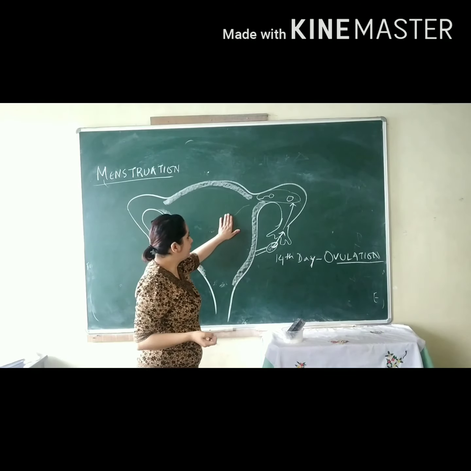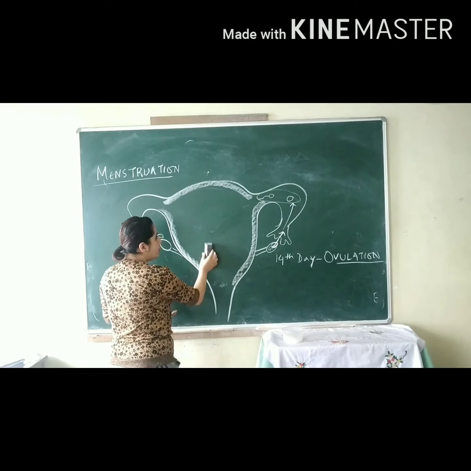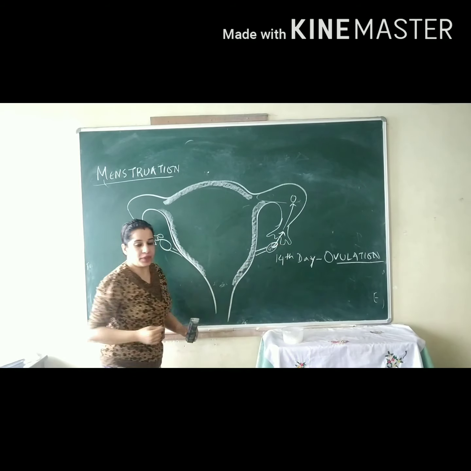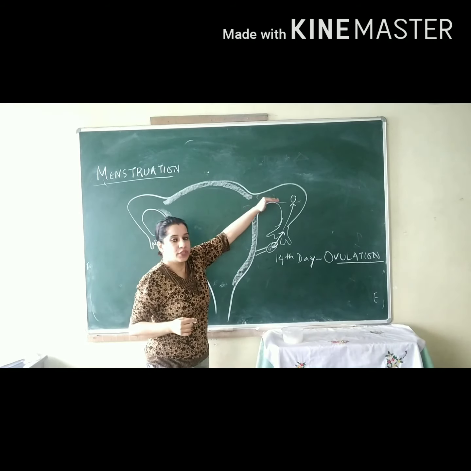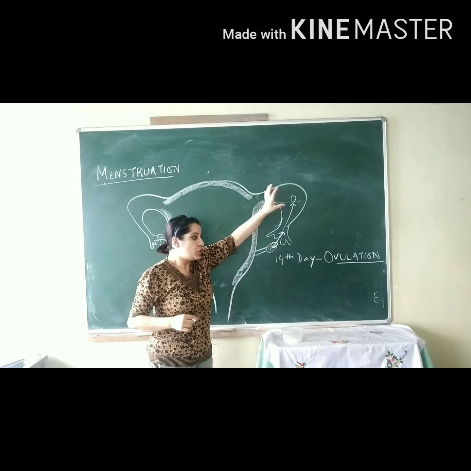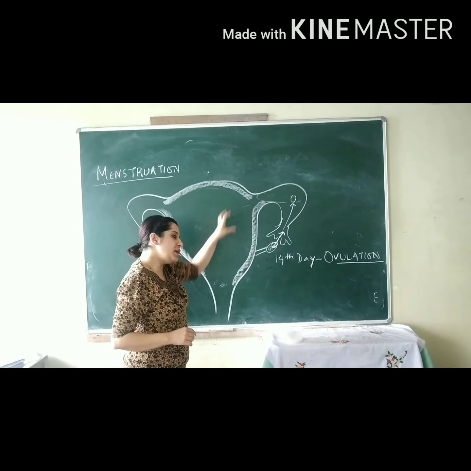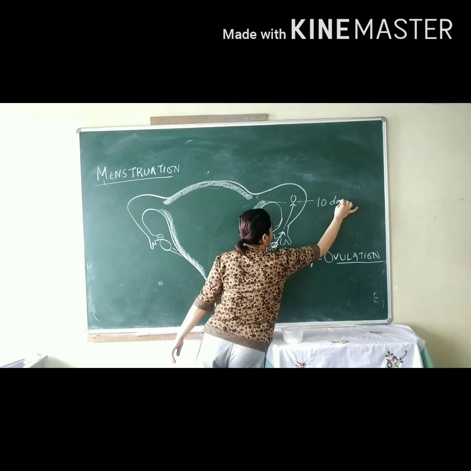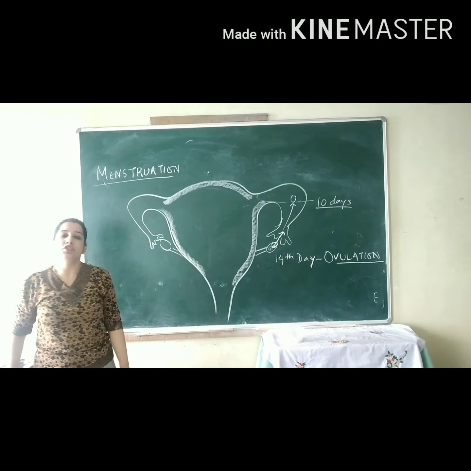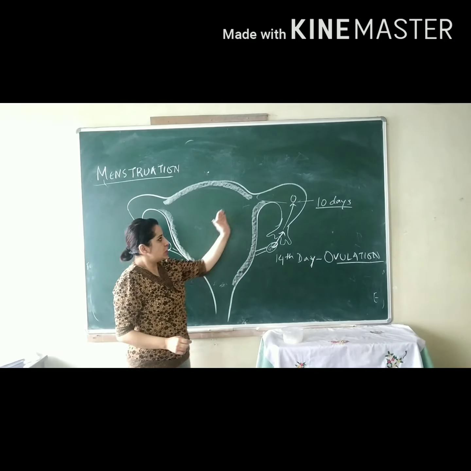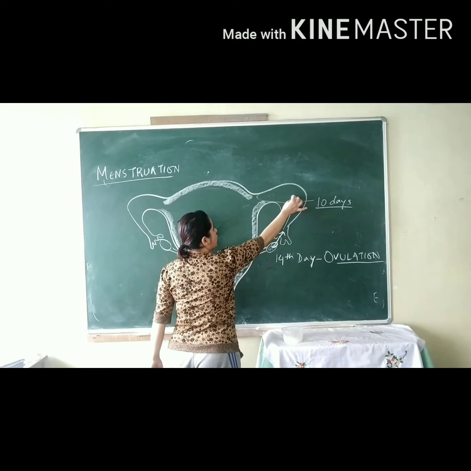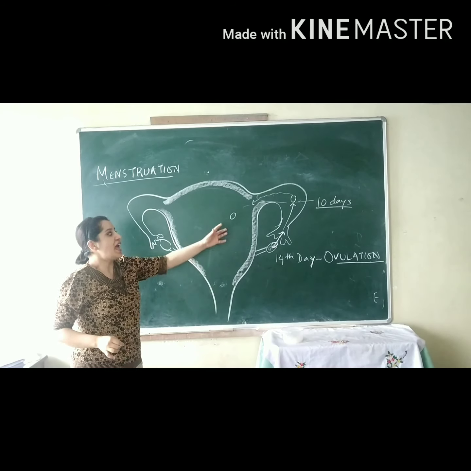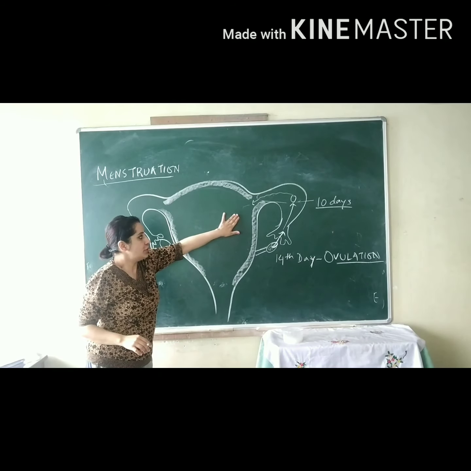Okay, but suppose there is no mating, and when the egg is in the fallopian tube, no sperm reaches the fallopian tube. Okay, so the egg remains in the fallopian tube for about 10 days. So there is no fertilization. So what happens is, slowly the egg enters the uterus and it dissolves in the uterus.